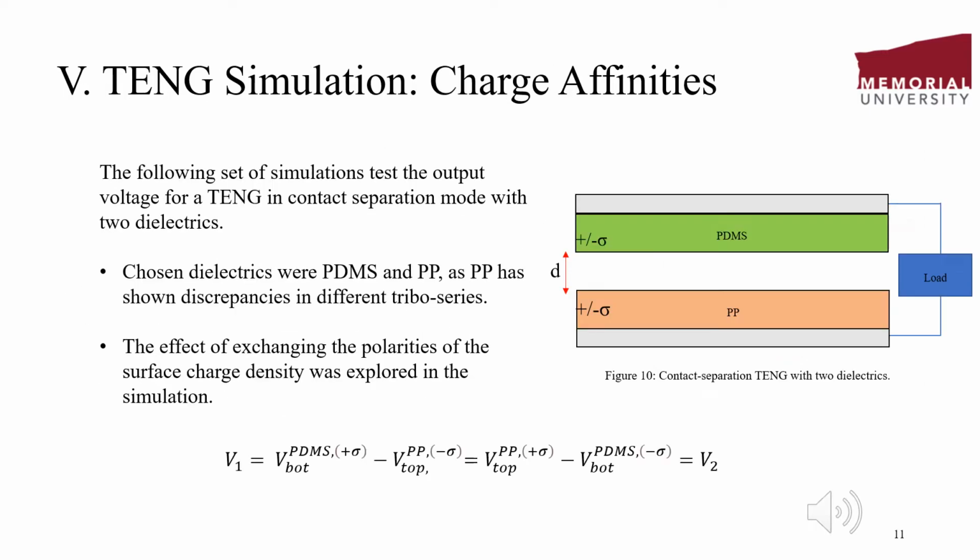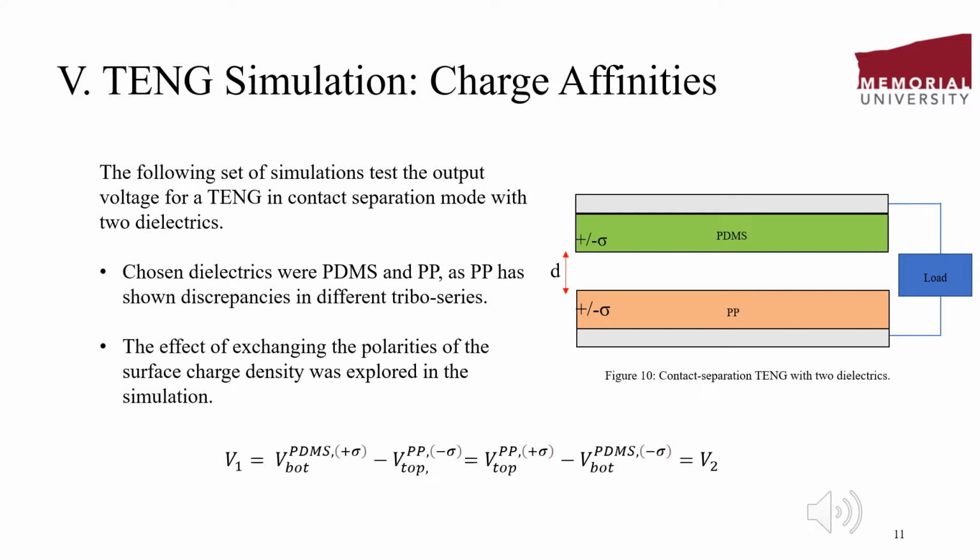This set of simulations aims to check if the charge tendencies of a material will have any impact on the simulation. Polypropylene has shown discrepancies in different triboelectric series done by researchers. Therefore, it was chosen to operate in conjunction with PDMS. The first simulation assigned the positive surface charge density to polypropylene and the negative one to PDMS. The second simulation inverted these polarities, and the results showed that inverting the polarities has no effect on the output of the simulation.